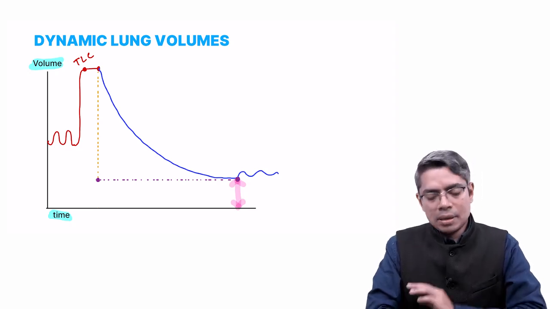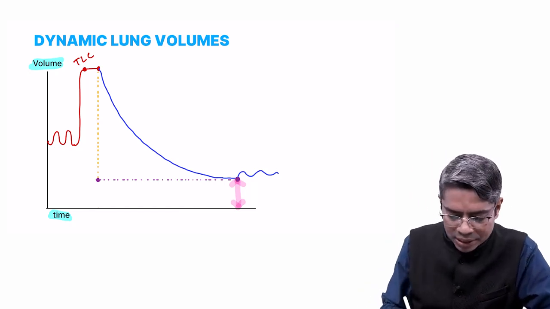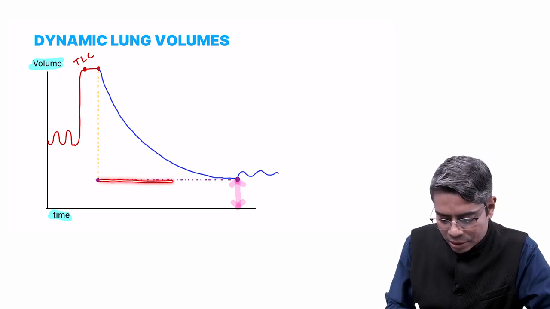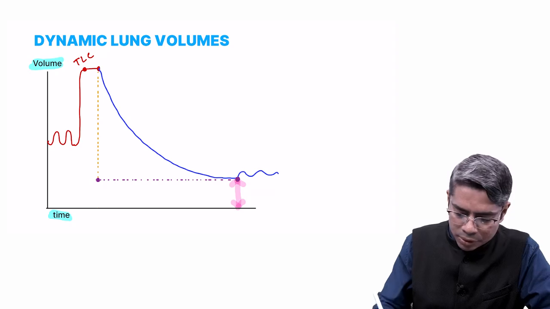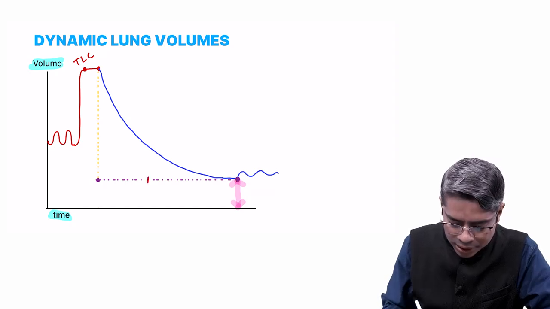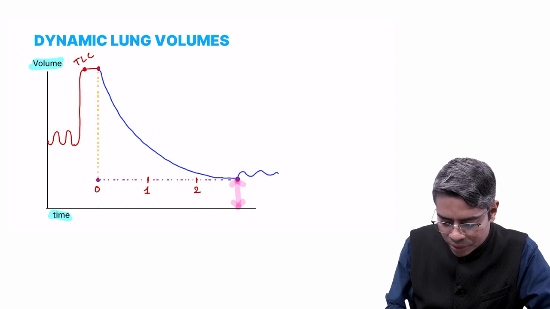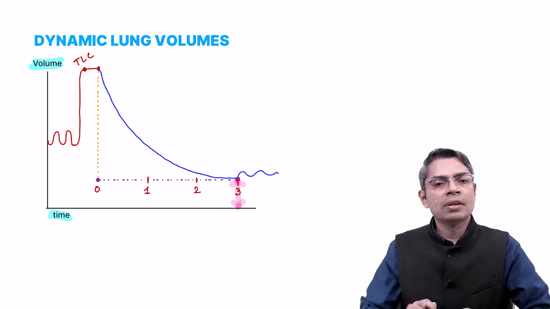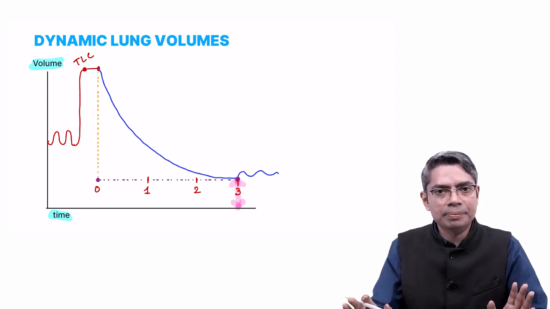So suppose in this maneuver, the subject has taken 3 seconds. So 3 seconds means we are dividing this total time into 3 seconds. This is 1 second, this is 2 seconds, this is 3 seconds. So I'll put 3 points here. This is 0, this is 1, this is 2, and this is 3 seconds. So we are assuming that the person has completed this maneuver within 3 seconds.